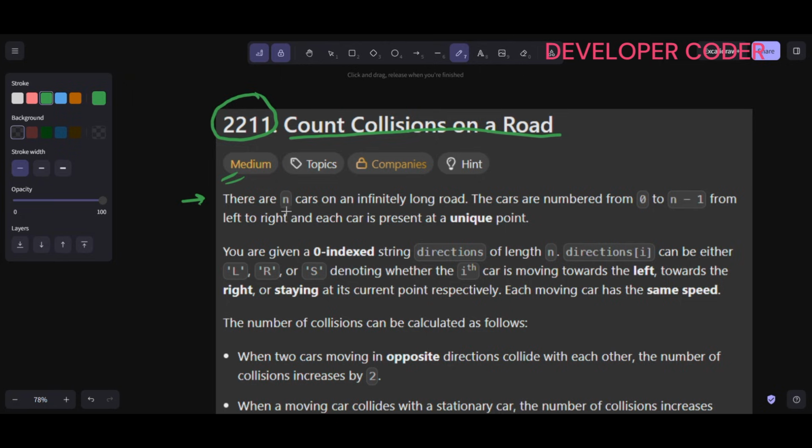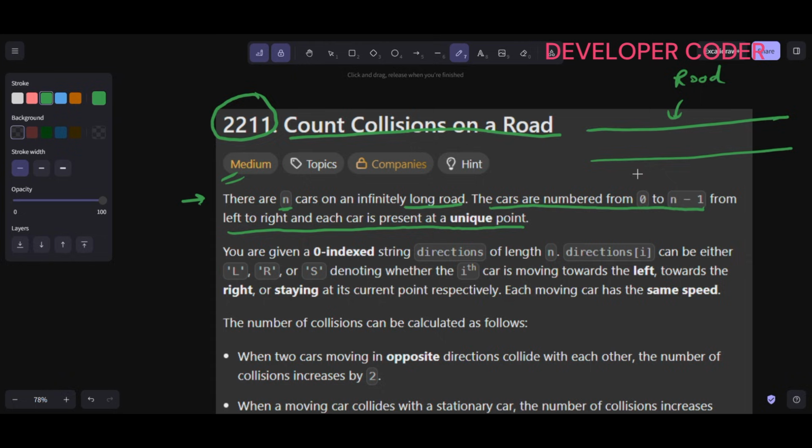So here in this problem, there are n cars on an infinitely long road. The cars are numbered from 0 to n minus 1 from left to right, and each car is present at a unique point. So let's say this is a long road, and on this road we have cars numbered from 0 to n minus 1: 0, 1, 2, 3, something like this, from left to right, and each car is present at some unique point. Clear?